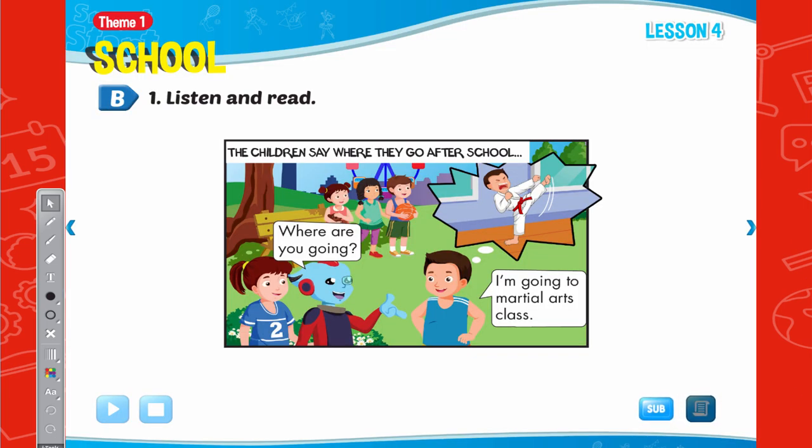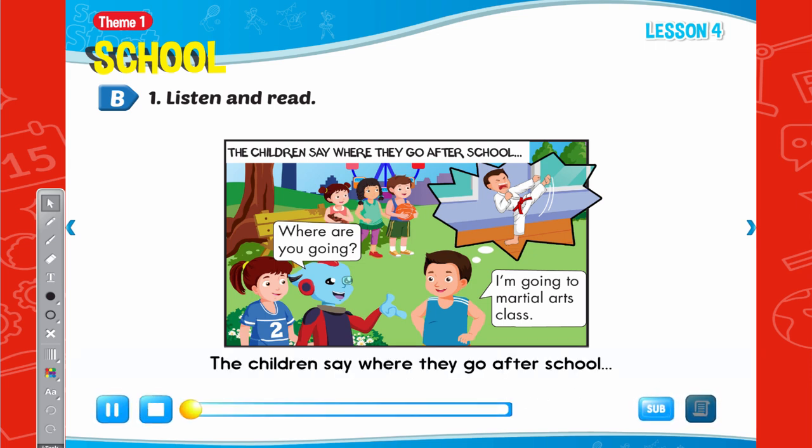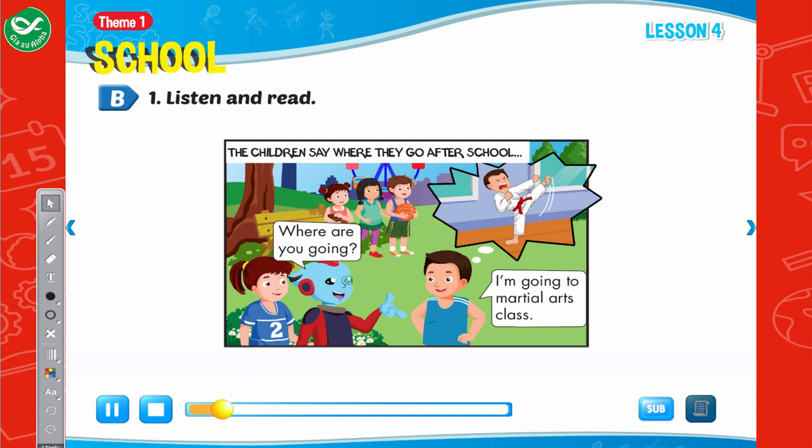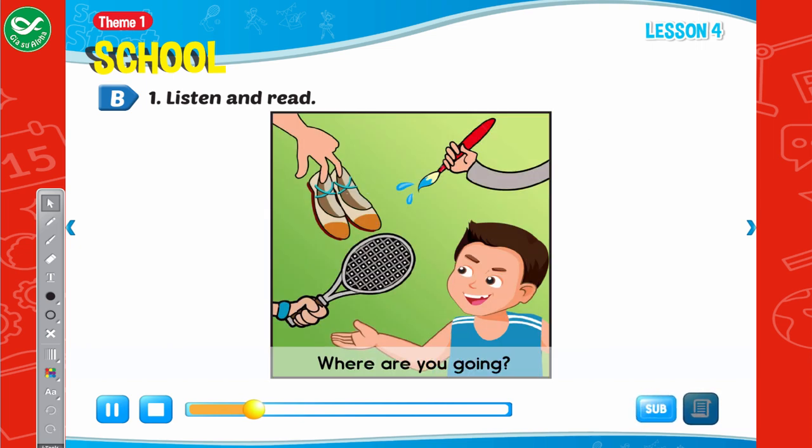B. 1. Listen and read. The children say where they go after school. Where are you going, Bill? I'm going to martial arts class. Hoo-yah! What about you, Lily? Where are you going? Oh, I'm going to ballet class. What about you, Lucy? Me? I have art class.